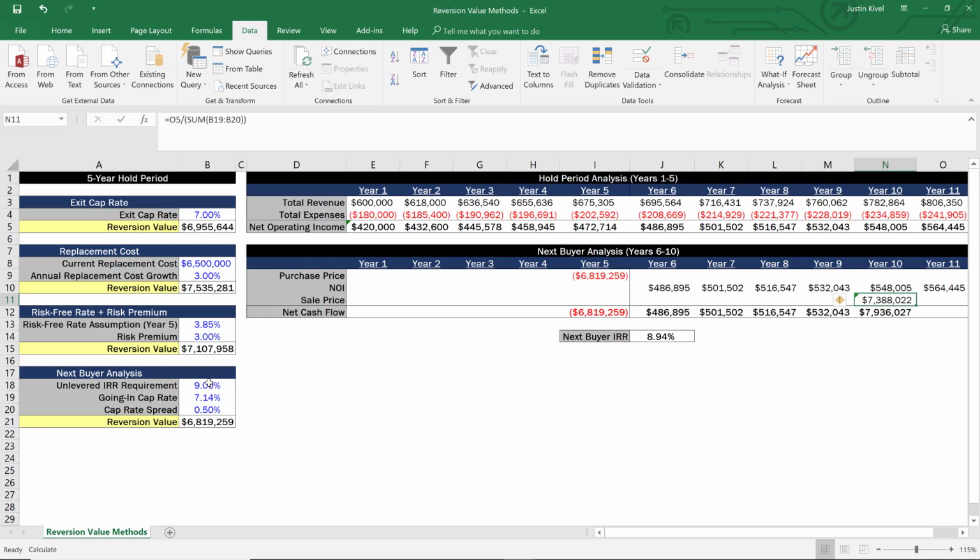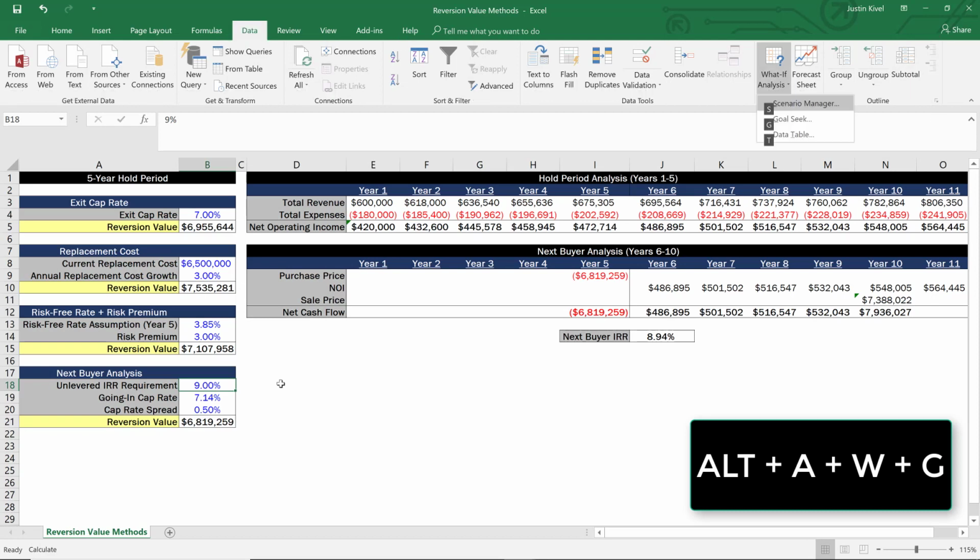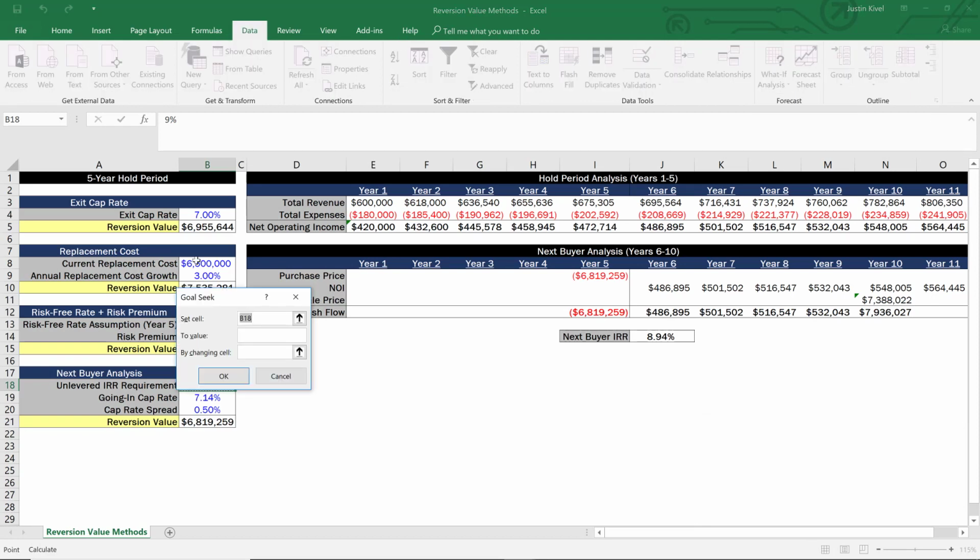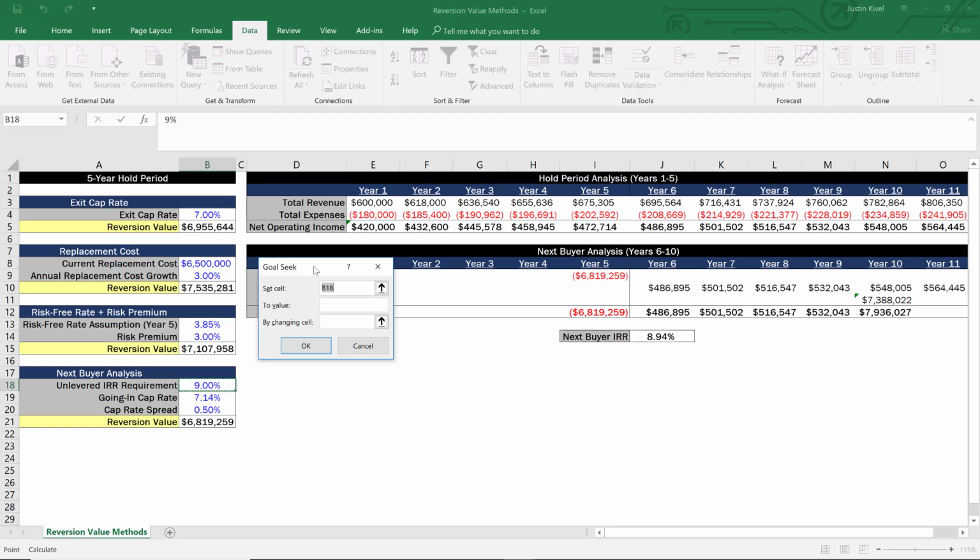In this case, our unlevered IRR requirement is 9%, and we have a few assumptions down here, but it looks like our next buyer IRR is 8.94%. In order to calculate what this should be, we can use a goal seek function. I can highlight any cell, and if I hit Alt A W G, that will bring up the goal seek window. Goal seek will allow us to find the going-in cap rate that's going to make that next buyer IRR equal to 9%. And that's going to help us calculate our reversion value.